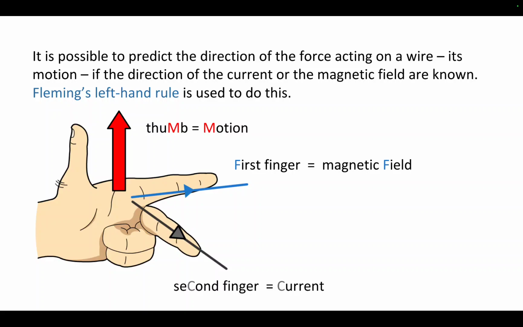First finger, F for first, magnetic field or field direction. Second finger, so it's got a C in it, that stands for current. So you might want to get that down. The magnetic field direction, you might want to draw this on your hand, is always north to south. And the current is positive to negative. Don't write that on your hand before your exam, that's cheating. But while you're learning, feel free to do so. Right, let's move on then.